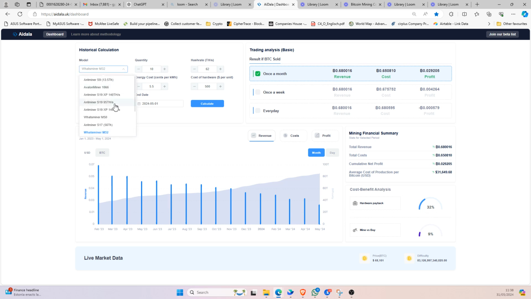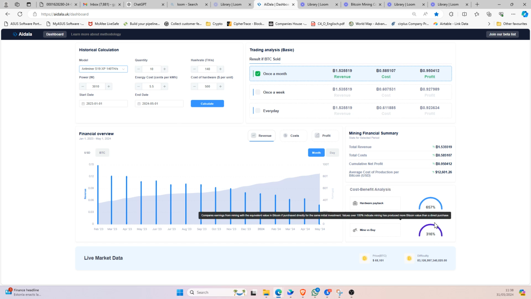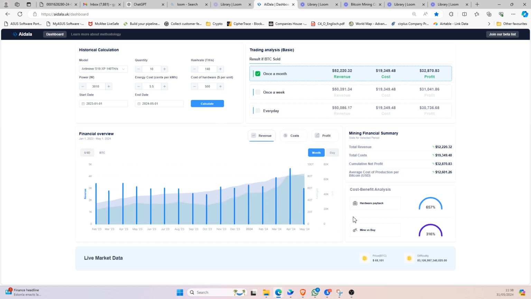If you select S19, for example, let's select the most interesting one. I'm not sure about the date it was released, but you can see the payback is completely different in this case. So we are planning to open source this model, this tool. This is just the initial version of it. It's going to be improved.